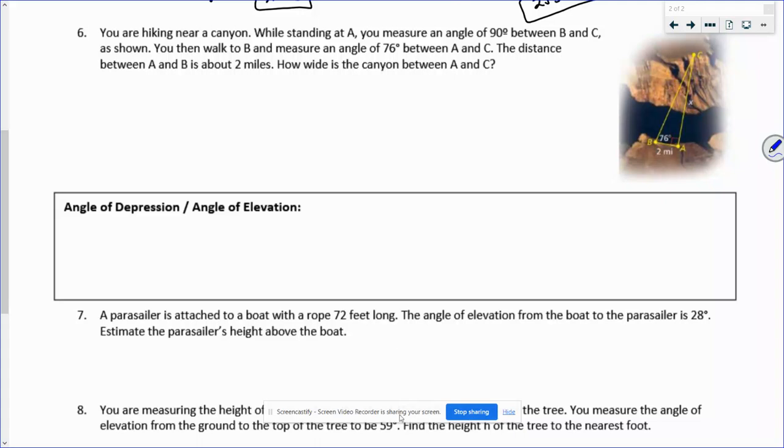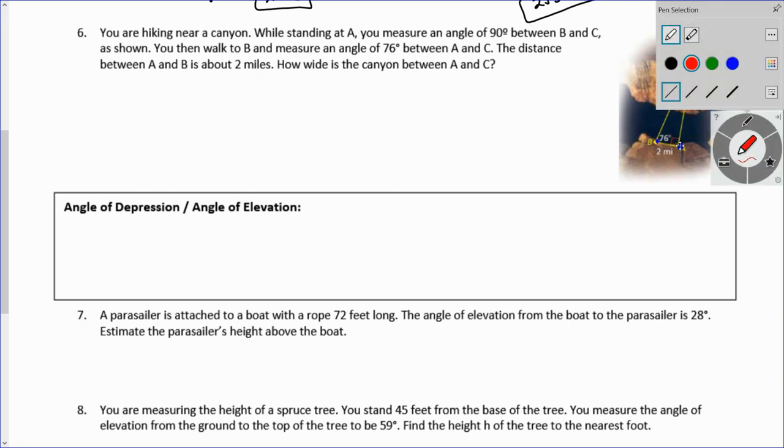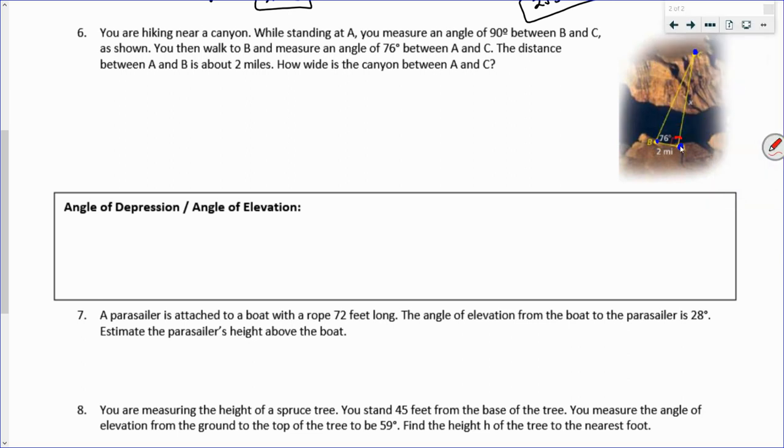You are hiking near a canyon while standing at A. So if you can't read this very well, you're standing here. You measure an angle 90 degrees to B, 90 degrees to C, which means we've got 90 degrees right here, so basically justifying a right triangle. You then walk to B and measure an angle of 76 degrees between A and C. So again, 76 degrees right there in our triangle.